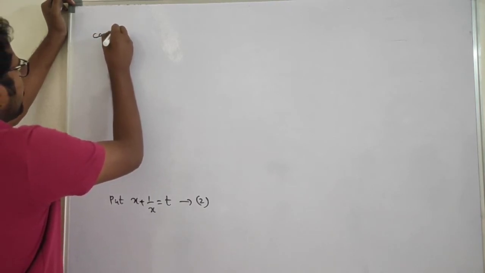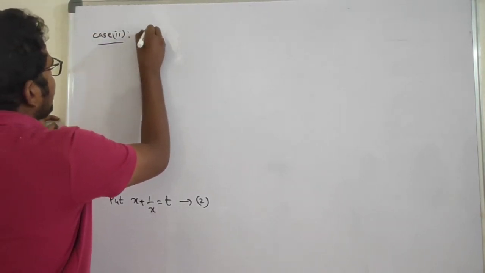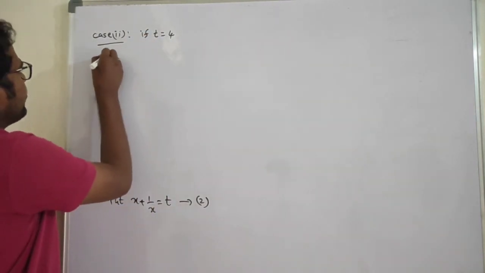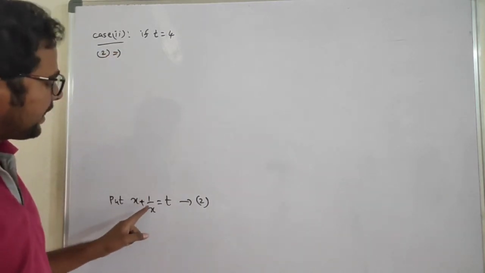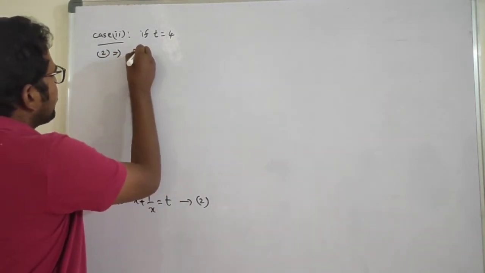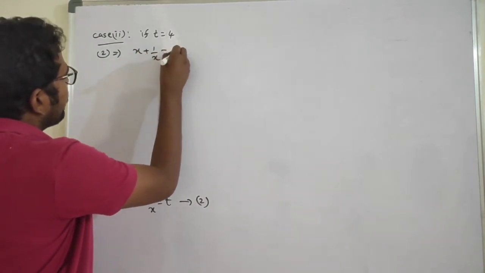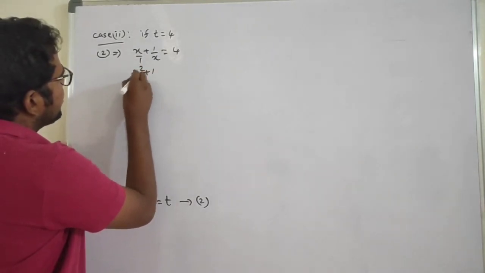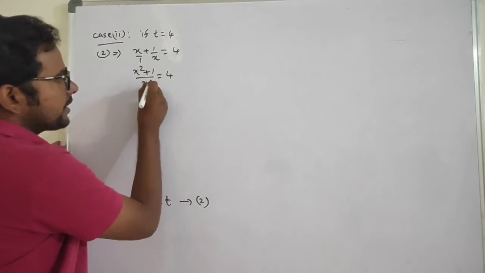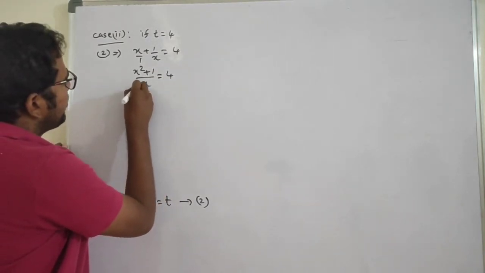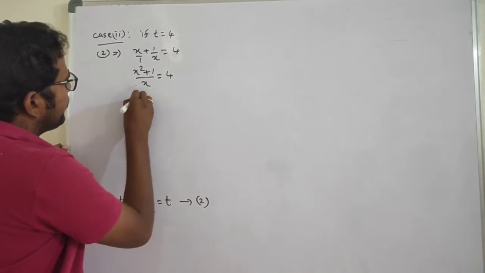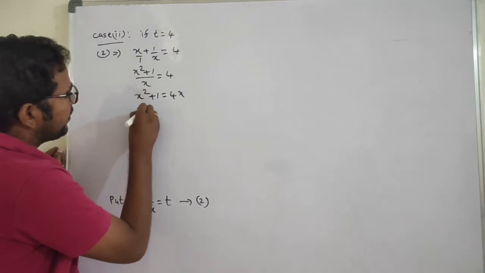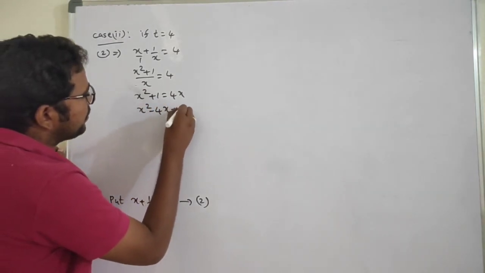Case 2, if t is equal to 4, substitute in equation 2. What is the second equation? x plus 1 by x is equal to t. So x plus 1 by x is equal to 4. LCM is x: x square plus 1 by x is equal to 4. Right hand side into x gives x square plus 1 is equal to 4x. Send 4x to the left side.